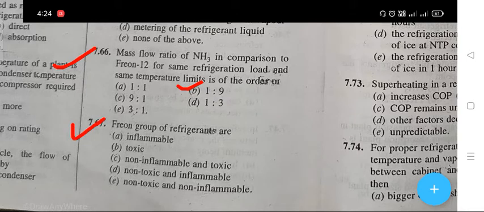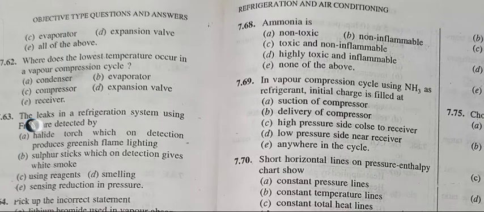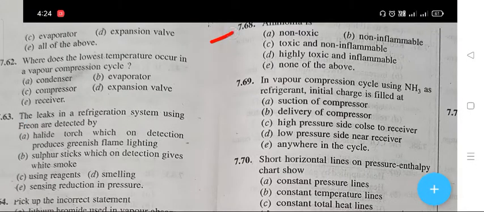Next question. Freon group of refrigerants are. The right answer is E, that is non-toxic and non-inflammable. Next question is, ammonia is. The right answer is D, that is your highly toxic and inflammable.